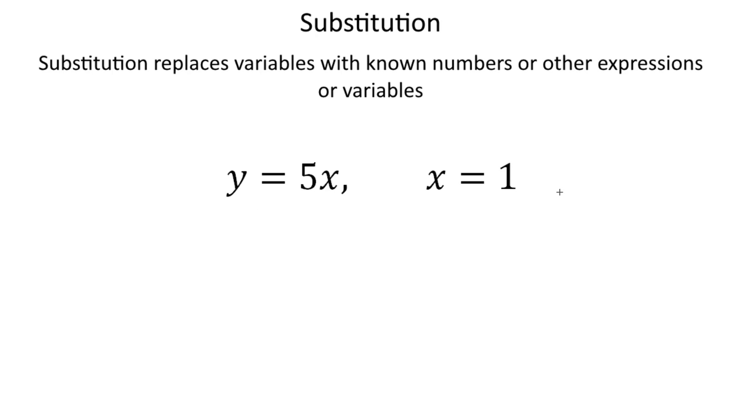In this situation, you literally put 1 into x, because you're told what x is, so you just plug it in. So this is equal to 5 times 1, which is simply 5. And that's it. Done. That's not too crazy.